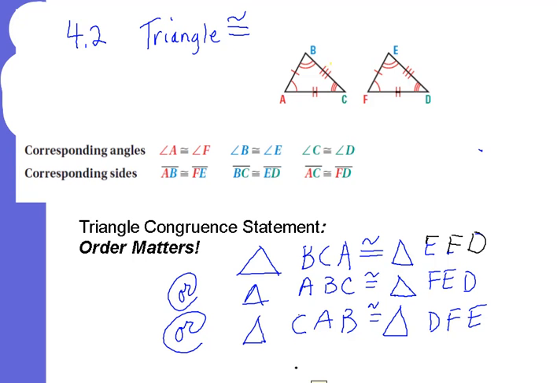This is video 4.2 on triangle congruence. For triangles to be congruent, there's two things that must be true. You must have corresponding angles congruent. All the corresponding angles must be congruent.